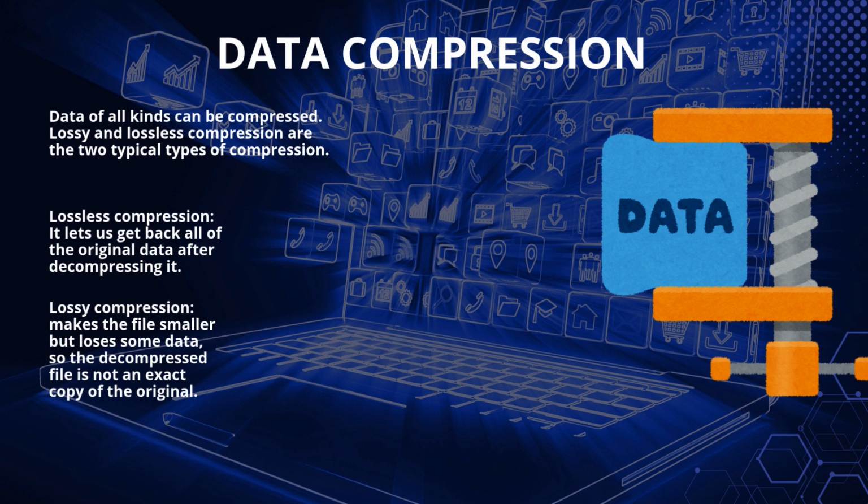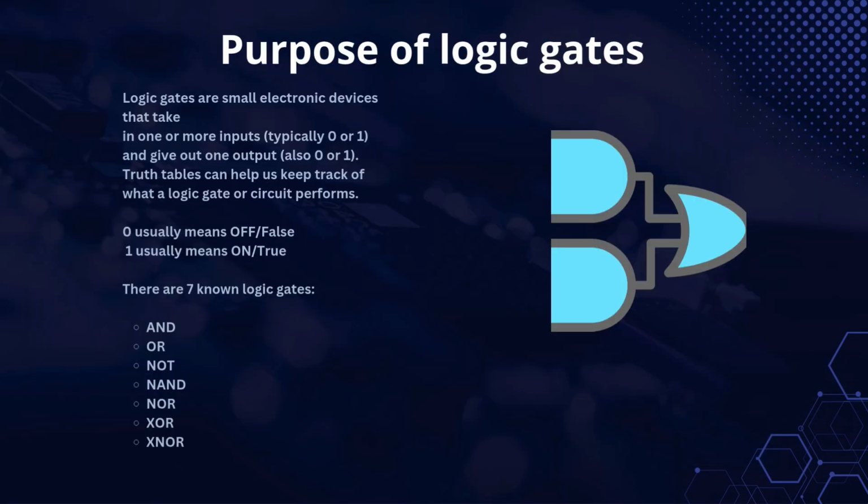So that's a long way around. Let's get to data compression. Data of all kinds can be compressed. Lossy and lossless compression are the two typical types of compression. Lossless compression lets us get back all of the original data after decompressing it. Lossy compression makes the file smaller, but loses some data, so the decompressed file is not an exact copy of the original.